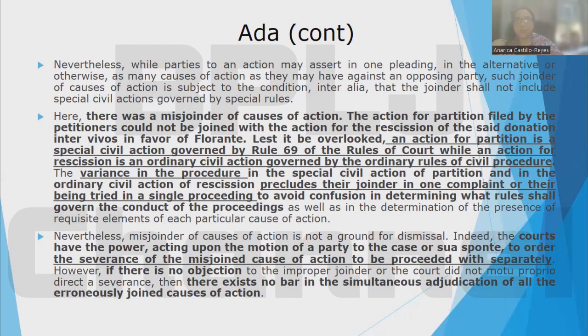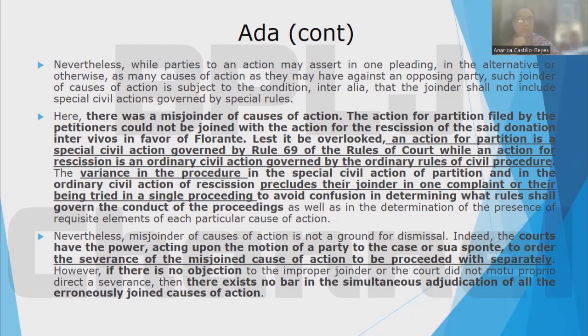The action for partition would not be joined with the action for rescission of the donation. An action for partition is a special civil action, while an action for rescission is an ordinary civil action, governed by the ordinary rules of civil procedure. The variance in procedure precludes their joinder in one complaint or their being tried in a single proceeding to avoid confusion in determining what rule shall govern the conduct of the proceedings.